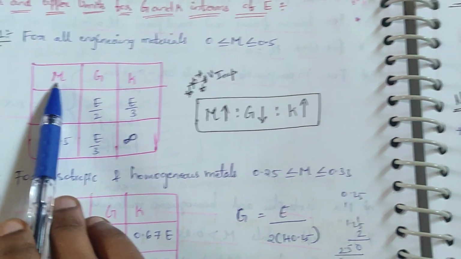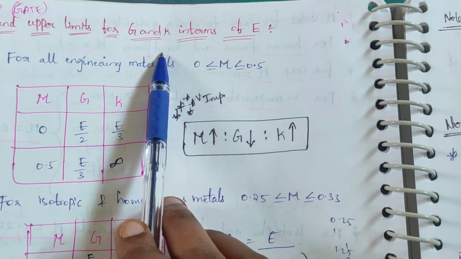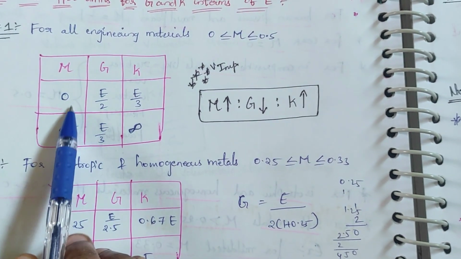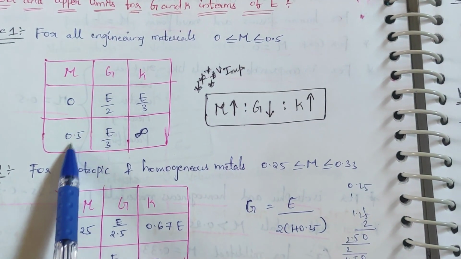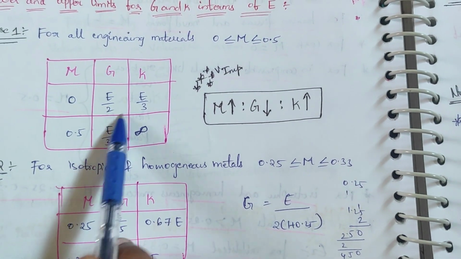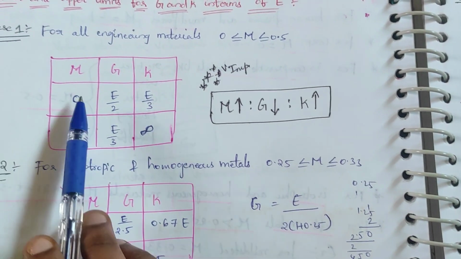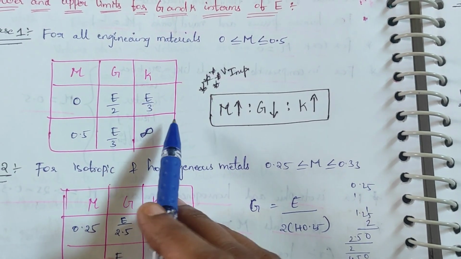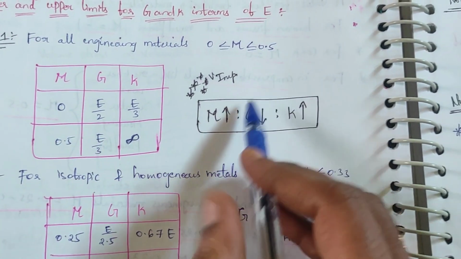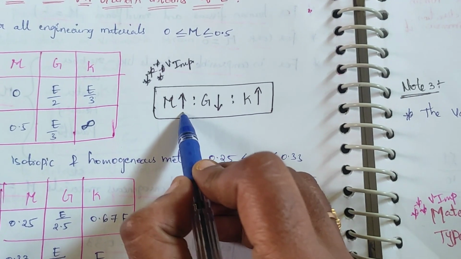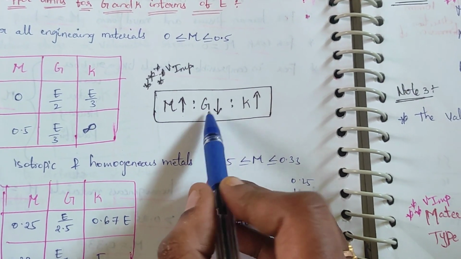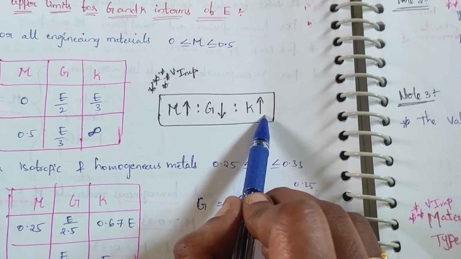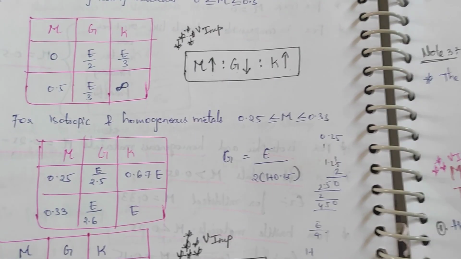See, for example, mu, Poisson's ratio, in terms of G, K, and E: shear modulus, bulk modulus, and Young's modulus. If mu is 0, then G is E by 2 and K is E by 3. If mu is 0.5, then G is E by 3 and K is infinity. From this table we can tell that as Poisson's ratio increases, shear modulus decreases and bulk modulus increases. Understand? And coming to case 2.